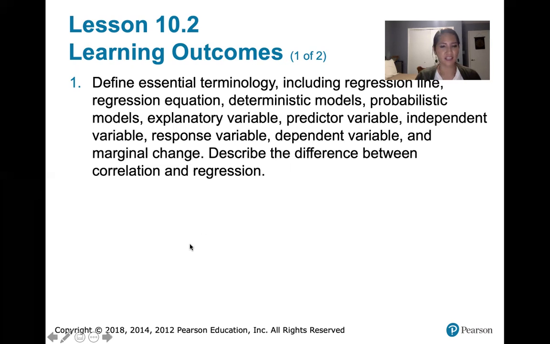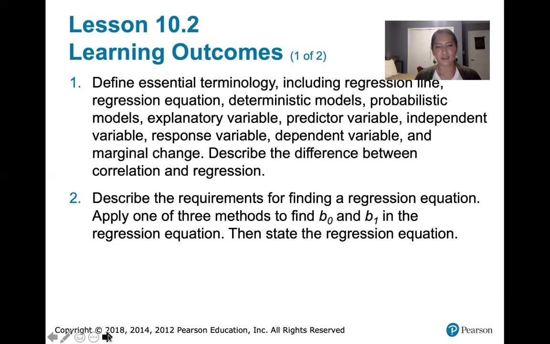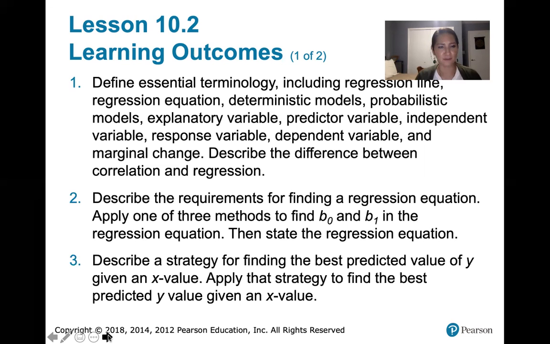when we study regression. In our next learning outcome, we discuss the requirements for finding a regression equation. And then we discuss 3 methods for finding b sub 0 and b sub 1. Those are the coefficients in our linear regression equation. My hope is that by watching that video, you'll know the requirements for finding and using a regression equation. And then you'll know 3 different ways to find the equation itself.